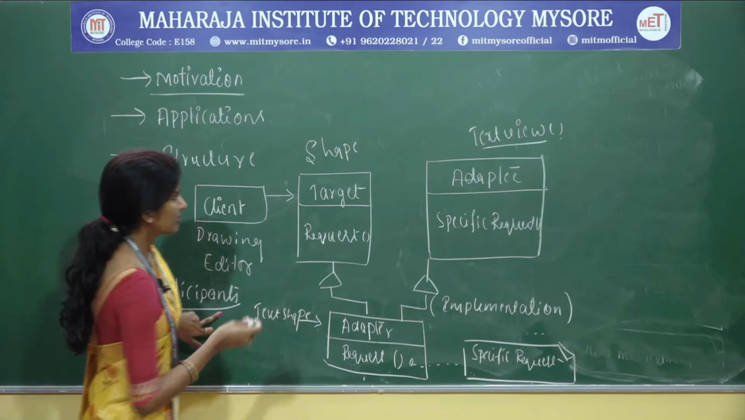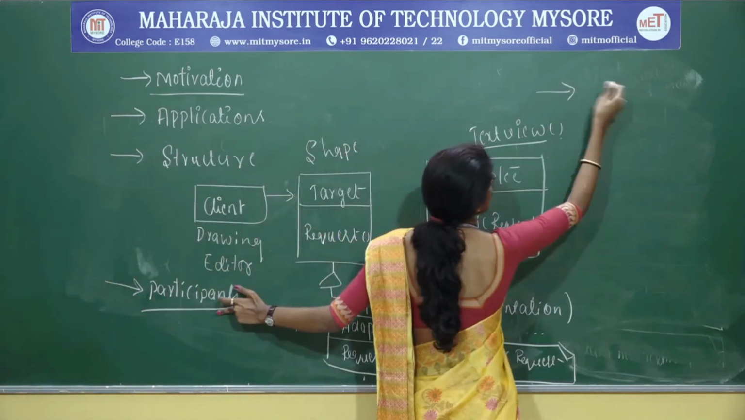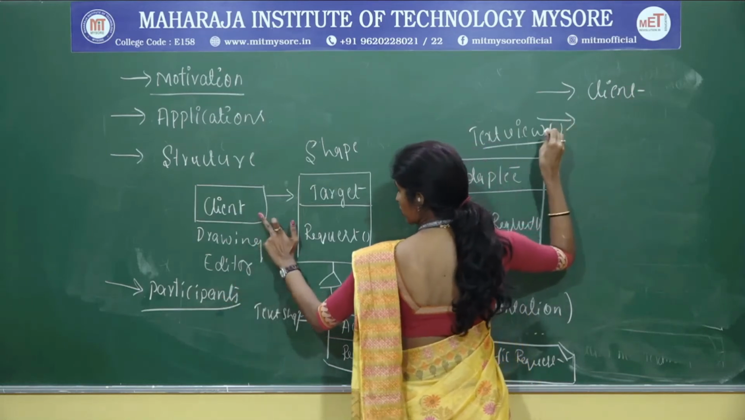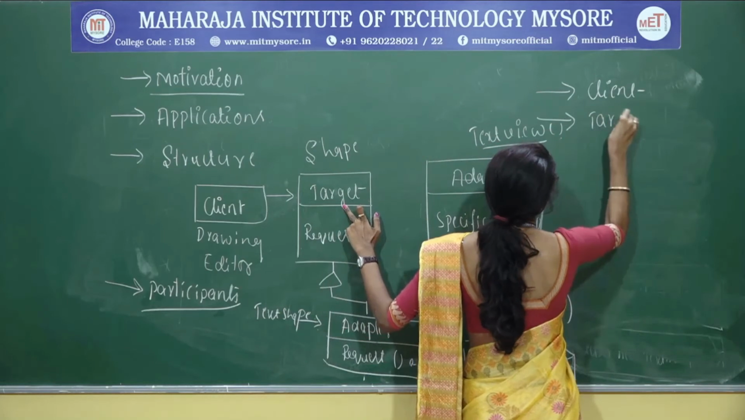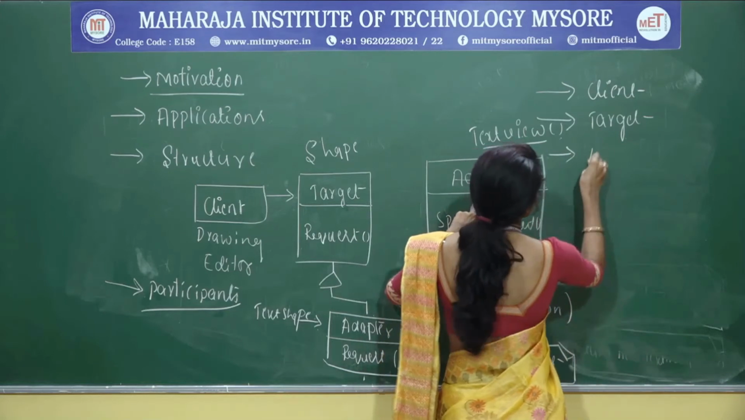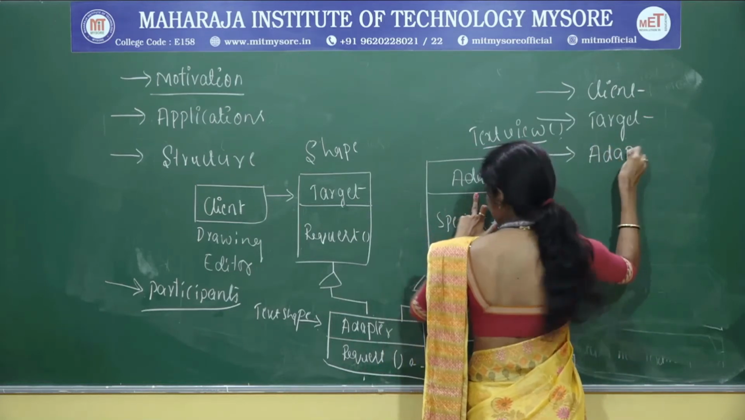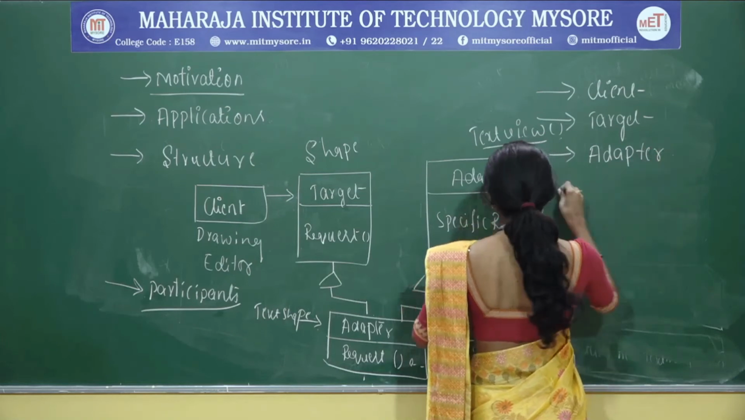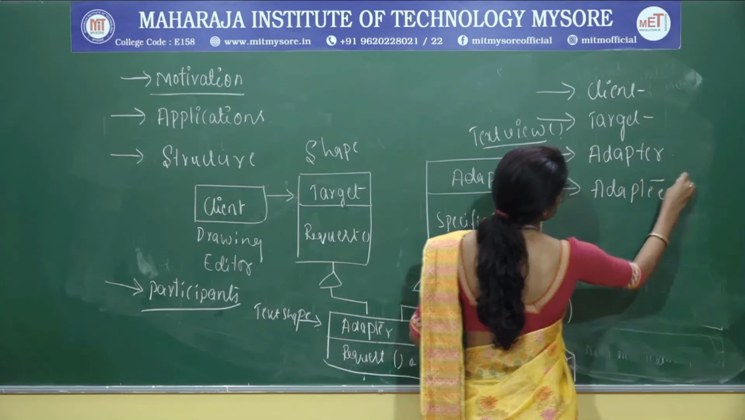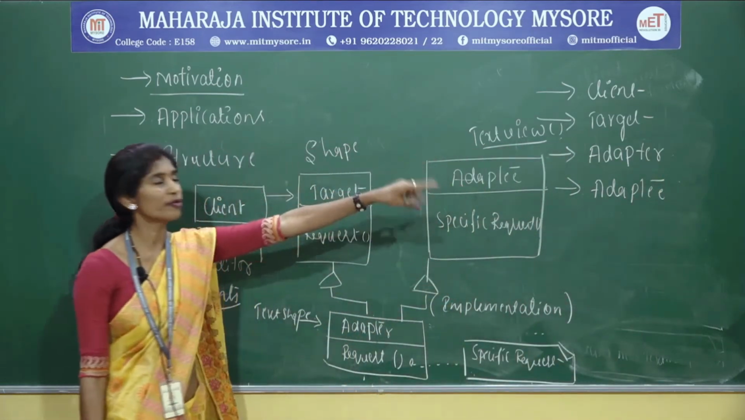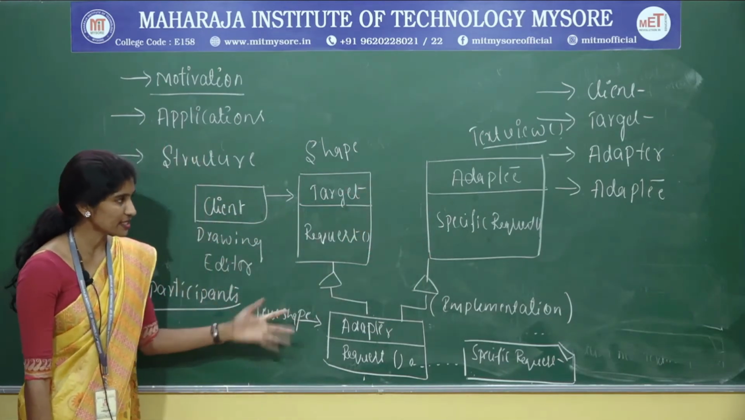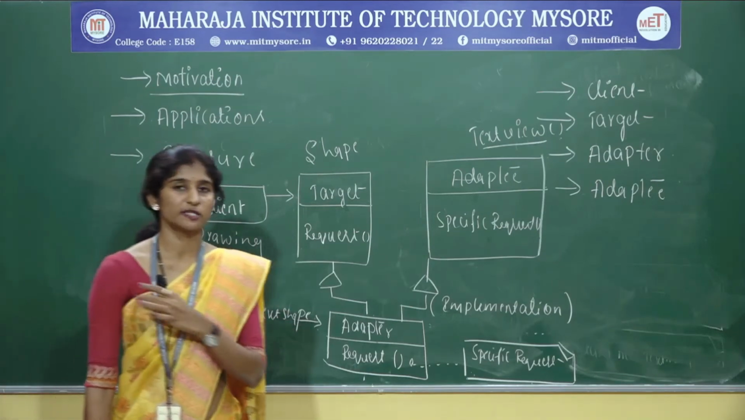So participants are nothing but the major part. I have used a client, and I have used a target, the elements that you can use in the structure. So those all become your participants: adapter, and then the adaptee. So these are the 4 participants you can expect in the adapter design pattern. By looking at the structure itself, you can tell what all the participants involved are.